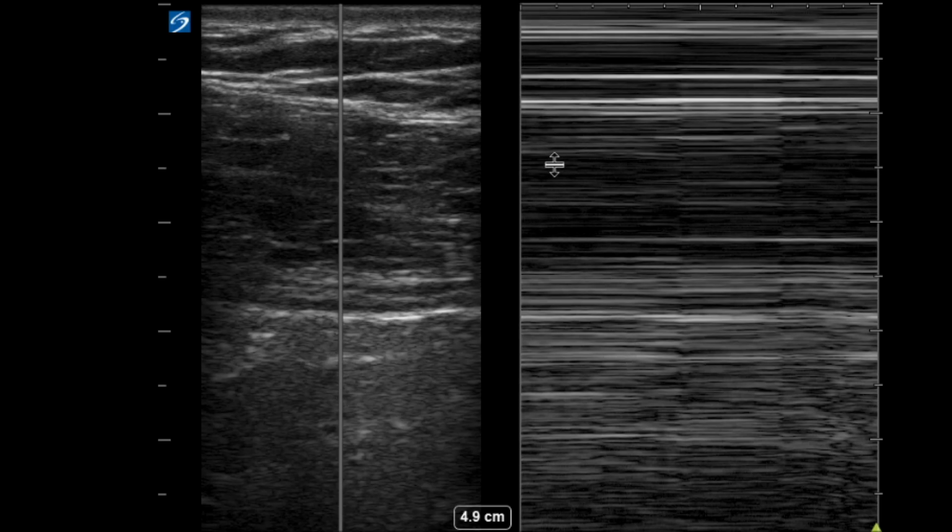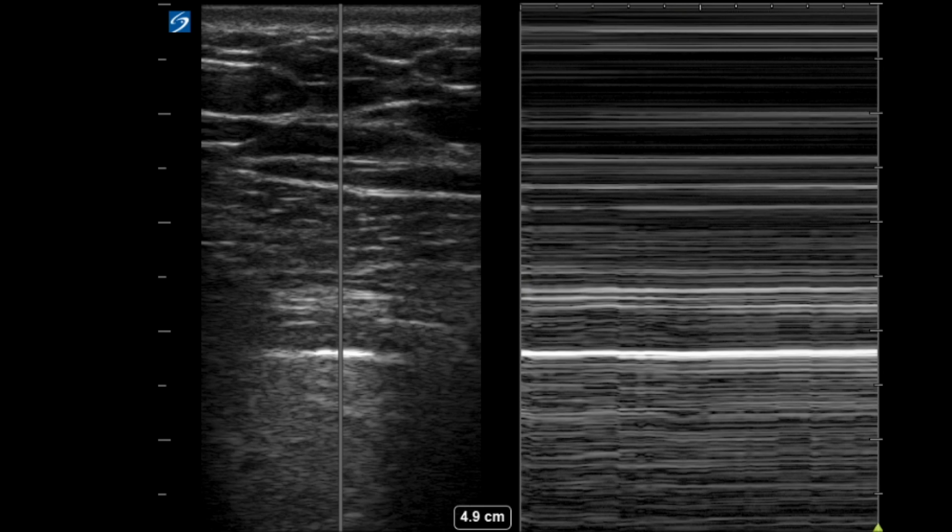Yeah, exactly. So this is really showing no movement throughout, and typically you get that seashore sign, where right here you get the stippled beach appearance down below, but you have these repeating horizontal lines all throughout. That's called the barcode sign, or stratosphere sign, sometimes people call it.